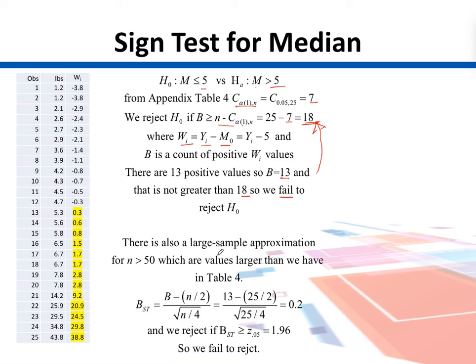There is also a large sample approximation to this, if n is greater than 50, which are the values larger than what we have in table 4. In table 4 we have the values up till 50, and if it is greater than 50, we can use this large sample approach. So we come up with a test statistic BST, that's equal to b minus n by 2 divided by square root of n by 4. So here b was 13, 13 minus 25 by 2, n was 25, and divided by square root of 25 divided by 4. So our number is 0.2.